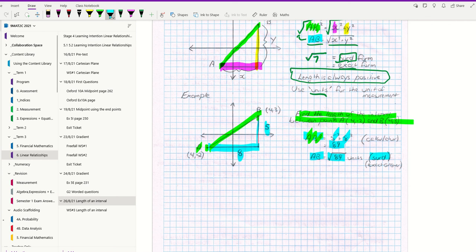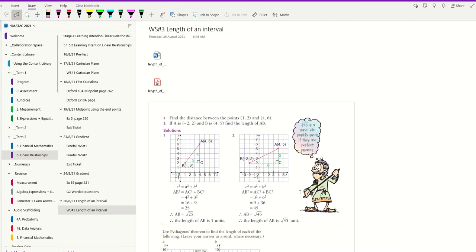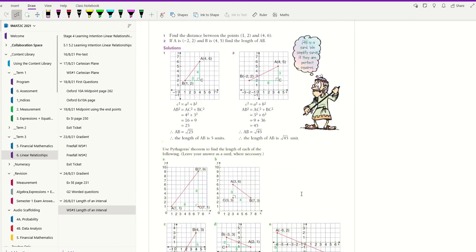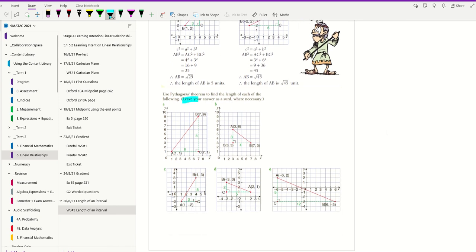Now today what you've got is this worksheet to do. A lot of it is asking you to leave answers as surds. That's the example at the top. So if it says here, leave your answer as a surd where necessary, what it means by necessary is, if, for instance, it ends up being the square root of 25, and that's exactly 5, you will give your answer as 5. So I'll just scribble that on here.